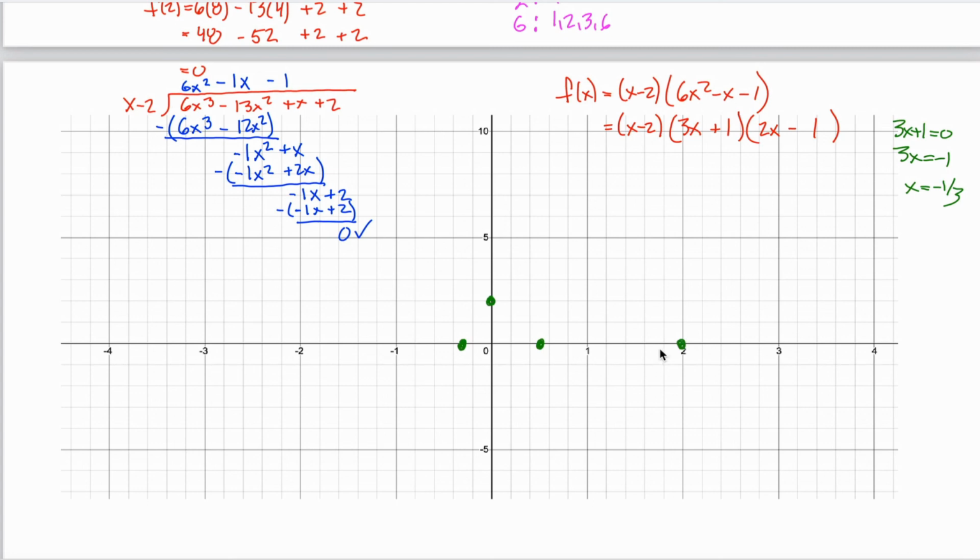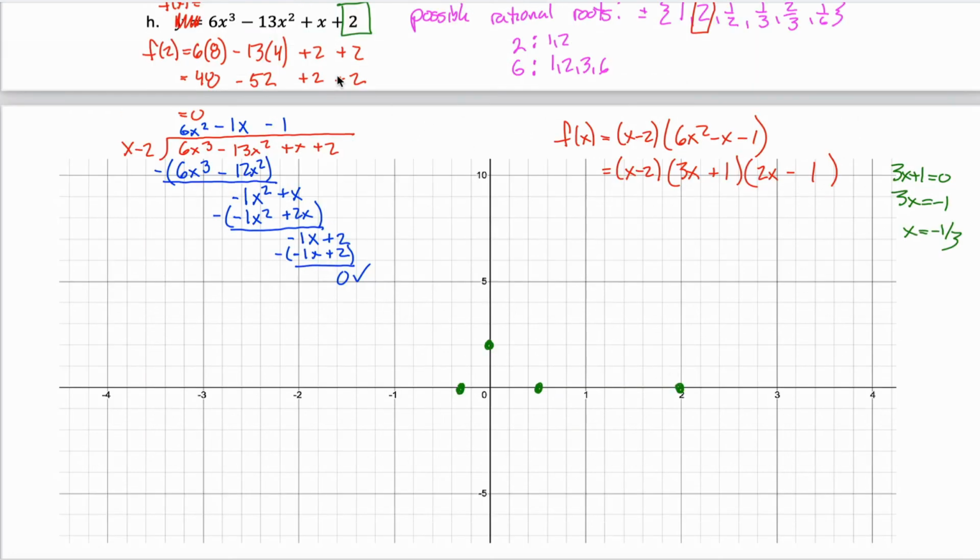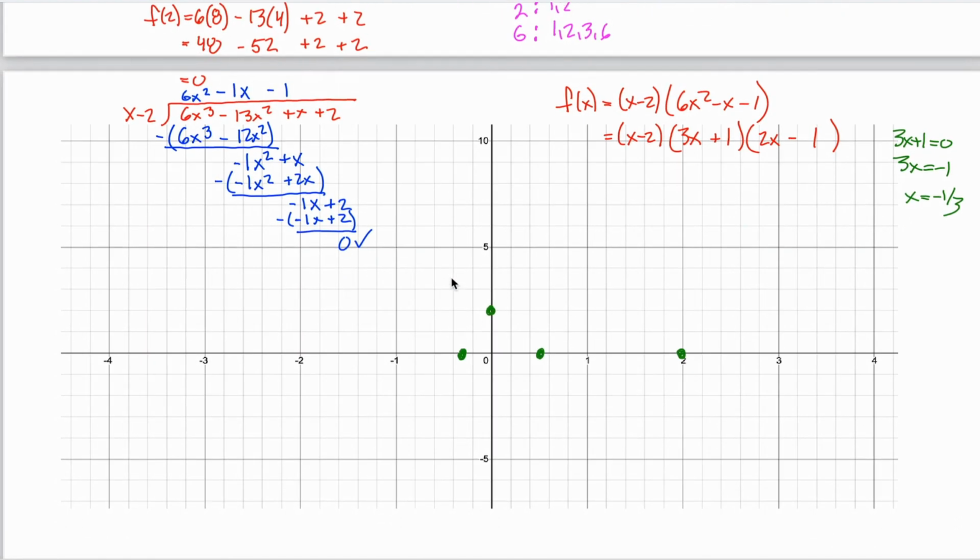The only thing left to consider is the end behavior. I can get the end behavior by looking at the leading term in the unfactored form of this polynomial. Because it's third degree, it's going to go in different directions as it goes left and right. And because the leading coefficient is positive, it's going to go up when it goes to the right. So therefore, it must go down when it goes to the left. I connect the dots as best as I can, giving me a graph that looks more or less like this.